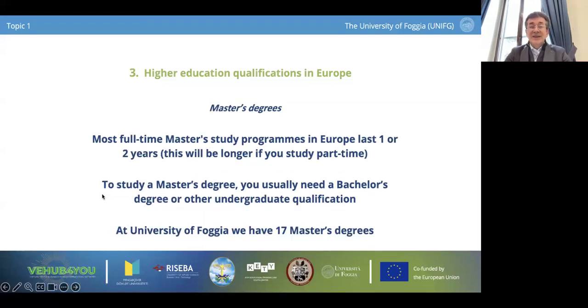The second cycle, master degree. Most full-time master study programs in Europe last 1 or 2 years. This will be longer if you study part-time. To study a master degree, you usually need a bachelor's degree or other undergraduate qualification. At the University of Foggia, for example, we offer 17 master degrees. And master degrees are a great way to develop professional and research competencies. A master degree may be research focused or more modular and assessed by coursework and/or exam. Most study programs involve lectures and classes with assessment through essays, exams, and coursework. Some also involve a period of time working in industry or working on an industry-related project.